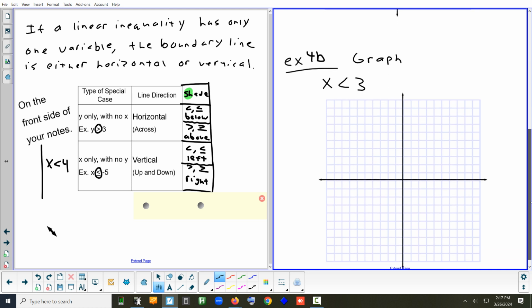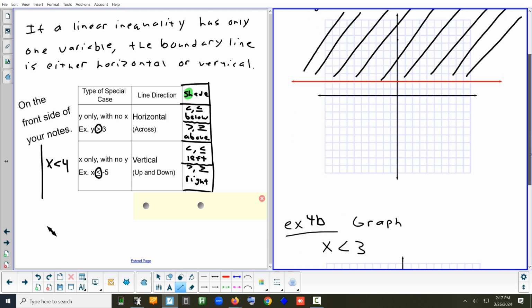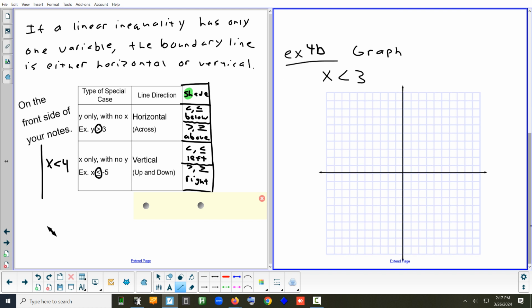Okay, let's look at the last one. All right, so special case or regular case? Special. Yeah, what makes it special? There's no Y. There's no Y, it's only an X. Okay, when you have an X only with no Y, what kind of line is it? Up and down. Yep, so it's going to be an up and down line that goes through what number? 3. Has to go through the number 3.